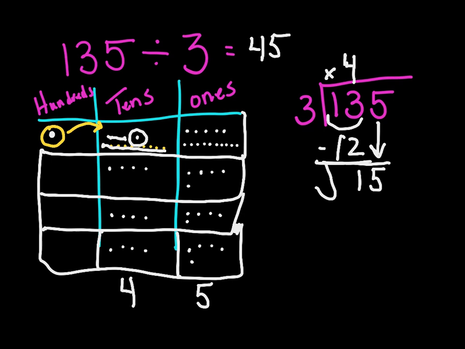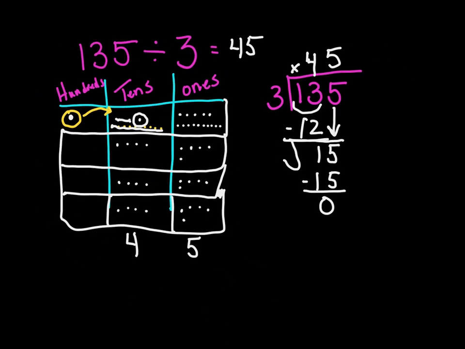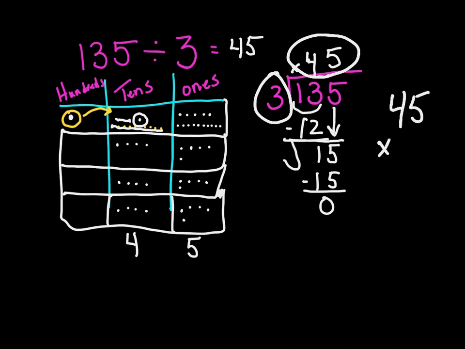3 goes into 15 5 times. 5 times 3, 15. We subtract, we get 0. But like I said before, we always have to check. So we're going to take our quotient and multiply it by how many groups that we have to put it into. 45 times 3, 15. Carry the 1. 1 times 4 is, 4 times 3 is 12, plus 1 is 13. So we have 135. 135.